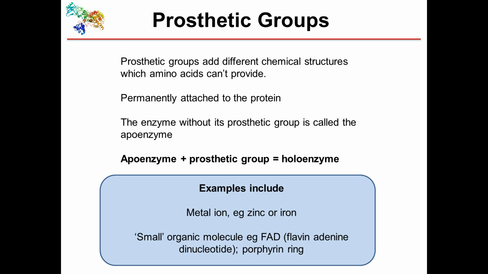Now, prosthetic groups are something that is permanently attached to an enzyme. Remember, coenzymes were only transiently attached. They came on and dropped off. So we talk about an apoenzyme plus its prosthetic group being the holoenzyme. Examples here are things like heme and metal ions.